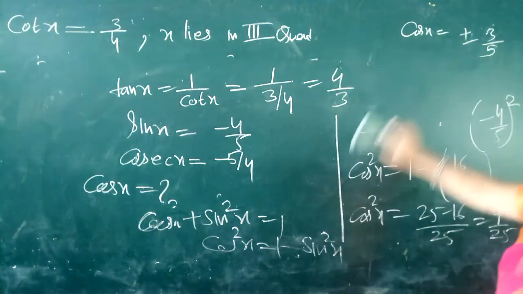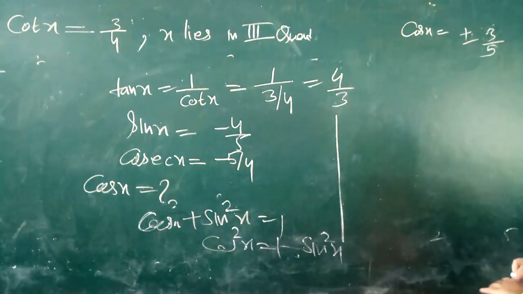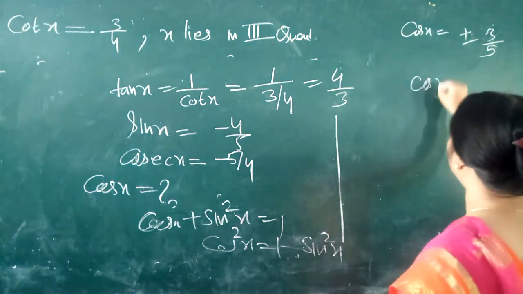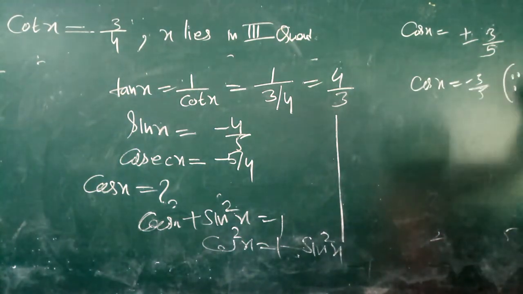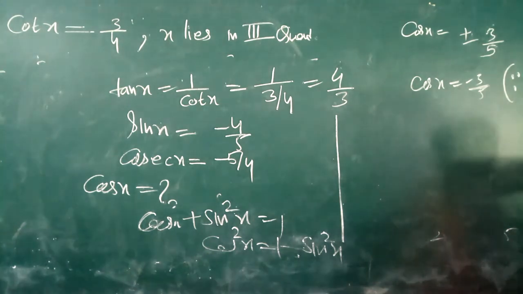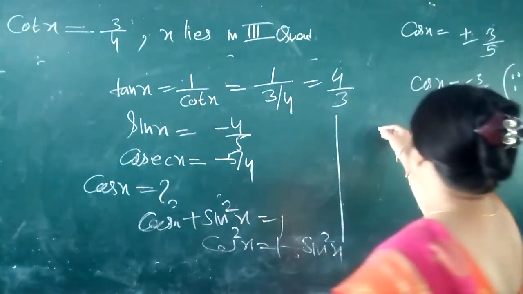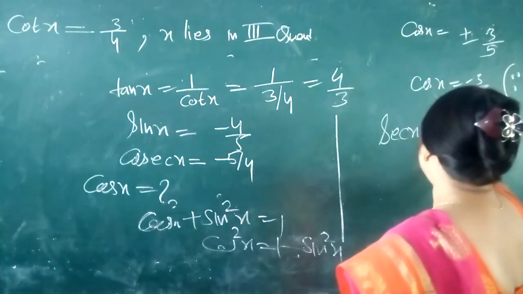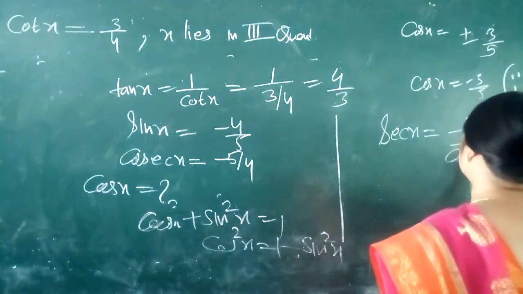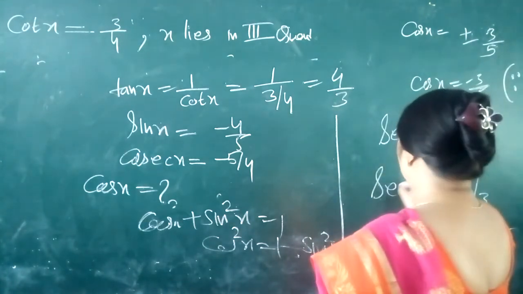Now x lies in the third quadrant. It means only tan and cot are positive, the rest are negative. Therefore cos x is equal to minus 3 by 5, because x lies in the third quadrant. After that, cos x is minus 3 by 5. Now you can find out the value of sec x. What is sec x? That is 1 by cos x, that is equal to minus 5 by 3. So this is the value of sec x.